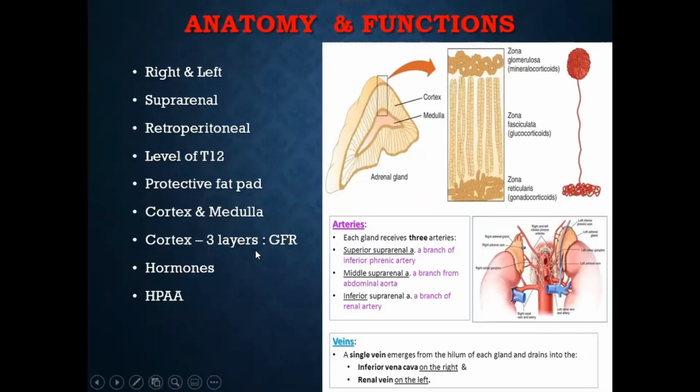Okay, cortex has 3 layers. We remember by the mnemonic GFR, which is glomerulosa, fasciculata, and reticularis, from outside to inside. And all these layers produce different hormones, including your medulla also. And why we have to know about adrenal is very important in the hypothalamic pituitary adrenal axis, HPA, which is involved in the neurohumoral endocrine system.